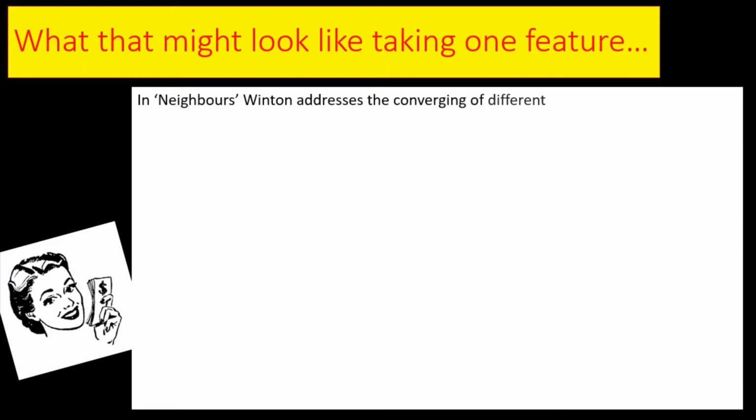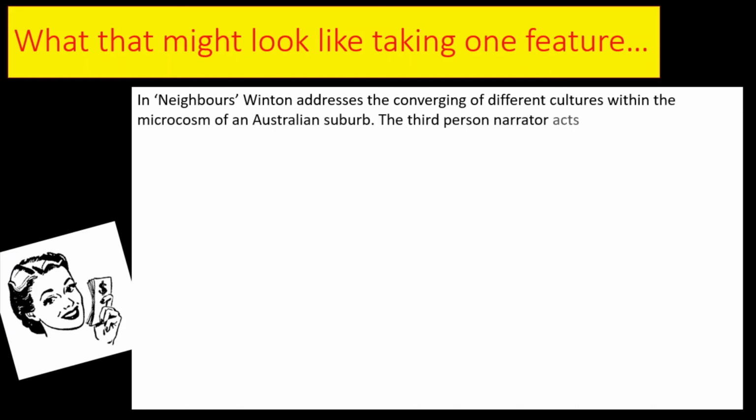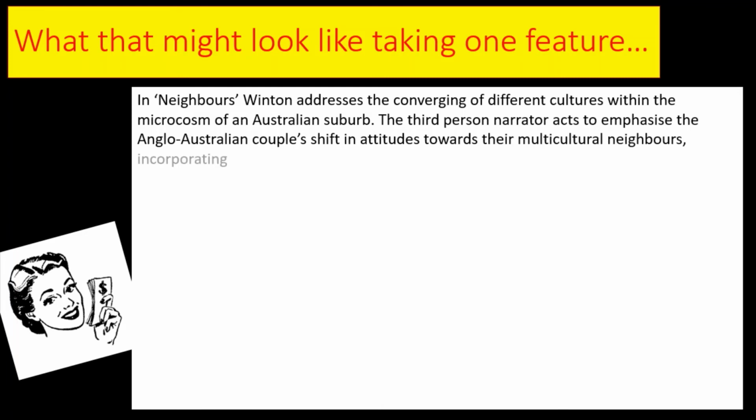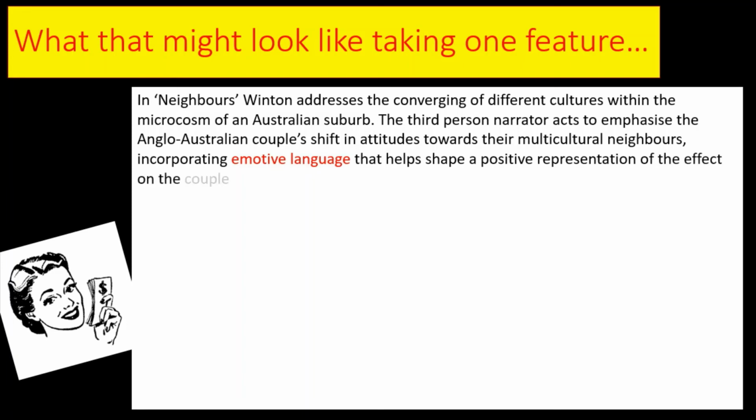Here it goes. In Neighbours, Winton addresses the converging of different cultures within the microcosm of an Australian suburb. The third-person narrator acts to emphasise the Anglo-Australian couple's shift in attitudes towards their multicultural neighbours, incorporating emotive language that helps shape a positive representation of the effect on the couple of integrating with their more heterogeneous community.